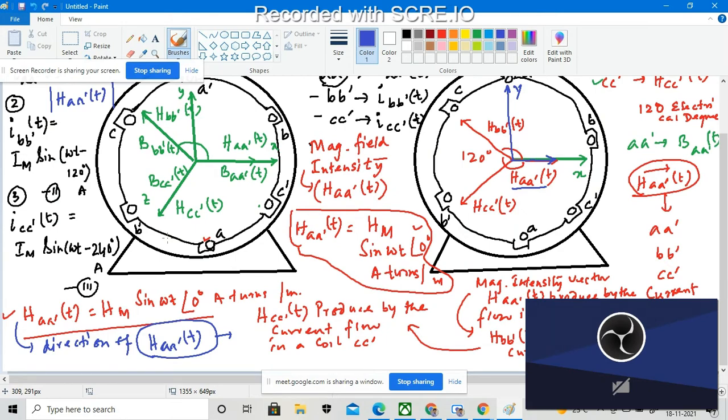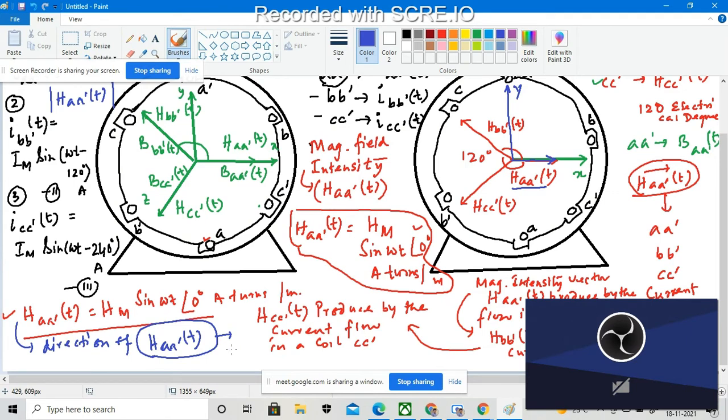Similarly, for the magnetic field intensity vectors H of B dash t and H of C dash t, what will be the equation? What will be the magnetizing field intensity equations for the coil B dash and for the coil C dash? Can anyone tell?